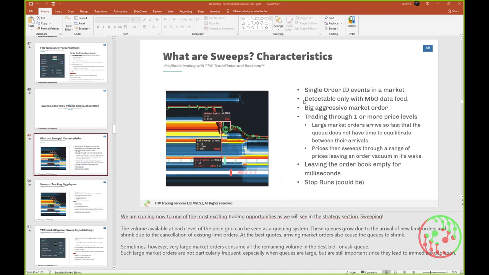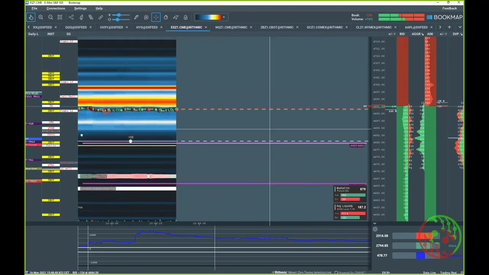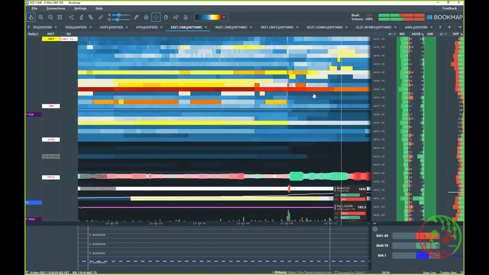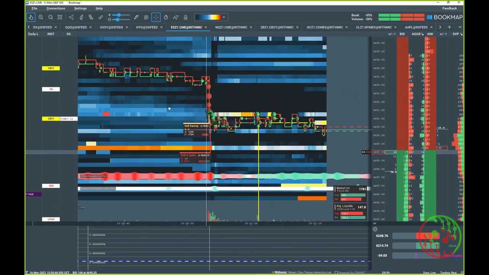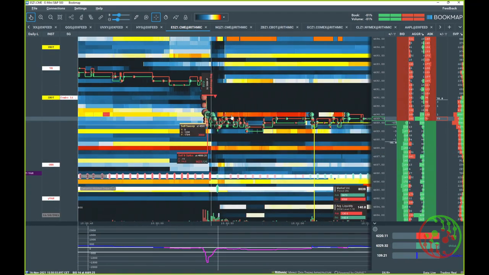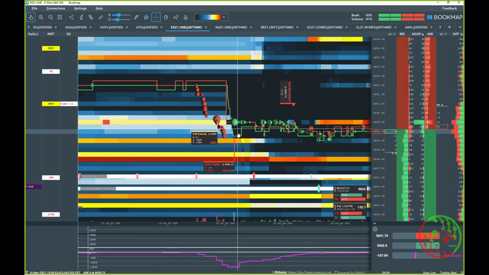What are sweeps? Detectable only with the MBO data feed, big aggressive market orders trading through one or more price levels. So they leave a vacuum behind. So what you see here in my chart, in the documentation or live, when you zoom in, you see a black area here.